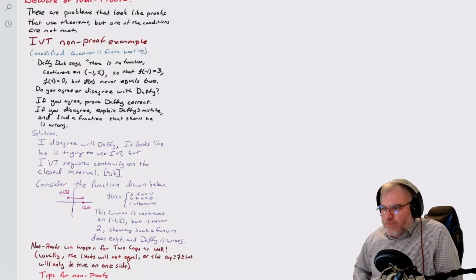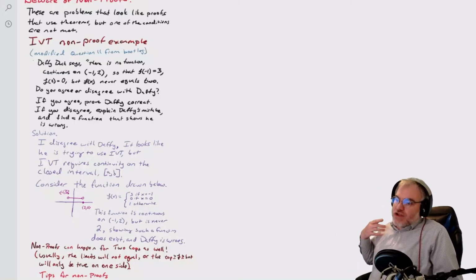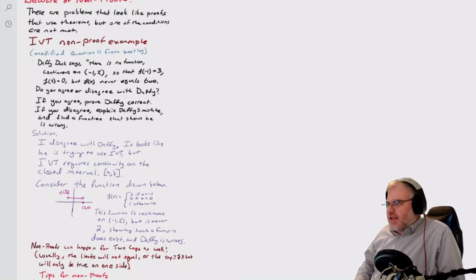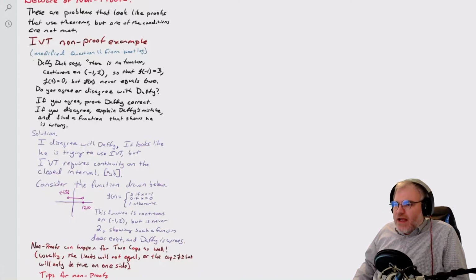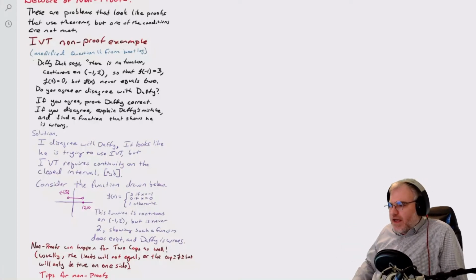I didn't go over non-proofs, so I want to do that just to give you a heads up, because that kind of stuff really wasn't covered. I'll give you an example of one of those. And I did an example in the notes from last night, but I didn't actually do the example last night, so I want to do an example of those. And then I'll just open it up for questions.